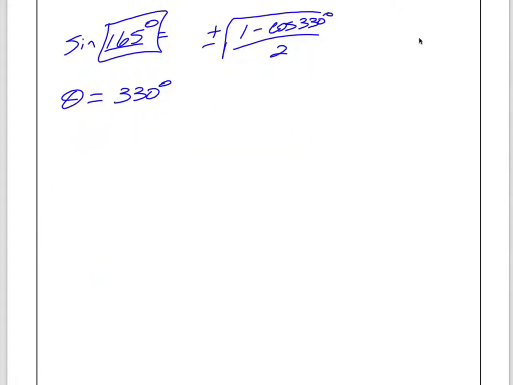Reference angle and the quadrant. So the quadrant should obviously be 4. What's my letter for quadrant 4? C. And what's my reference angle? 30, or, yeah, pi over 6.